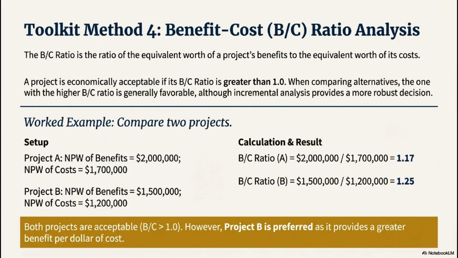Method 4 is the benefit-cost ratio. It's the present worth of benefits divided by the present worth of costs. A ratio greater than 1.0 means the project is economically acceptable. A final, simple but flawed tool is the payback period. While easy to calculate, it ignores the time value of money and cash flows after the payback point. Use it only as a supplementary check, never as your primary method.